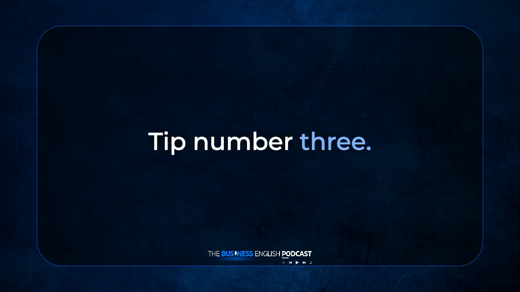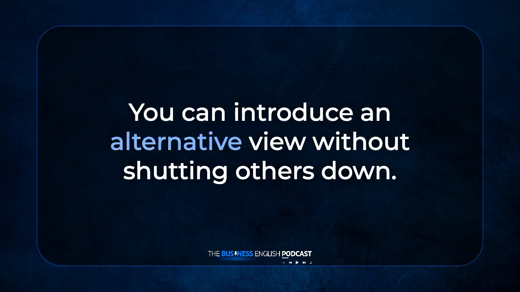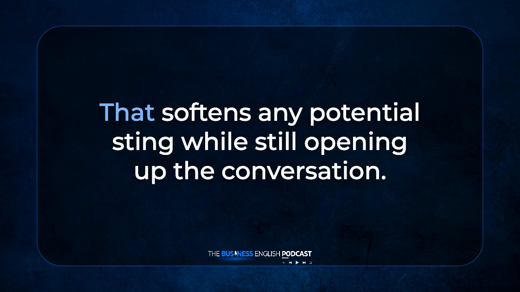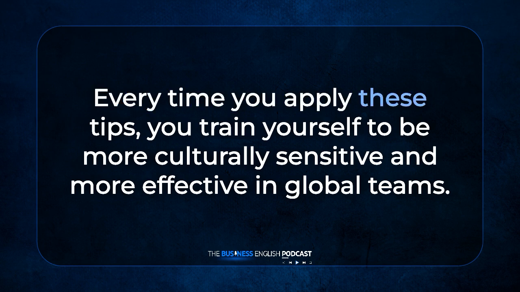Tip number 3, practice polite disagreement. You can introduce an alternative view without shutting others down. For instance, "I see your point. However, could we consider an alternative approach?" That softens any potential sting while still opening up the conversation. One of the coolest things about mastering this skill is that it's cumulative. Every time you apply these tips, you train yourself to be more culturally sensitive and more effective in global teams.